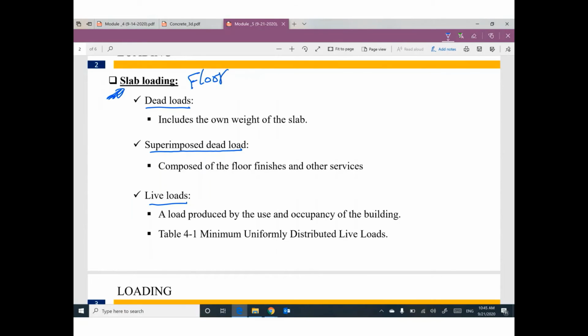If you pour concrete with a thickness h, this slab or this concrete has its own weight. That's right. Anything in life has its own weight. Even the air has a weight. So concrete itself or a slab itself has its own weight. This can be called dead load. So dead load includes the own weight of the slab.